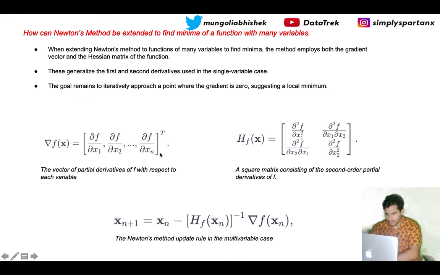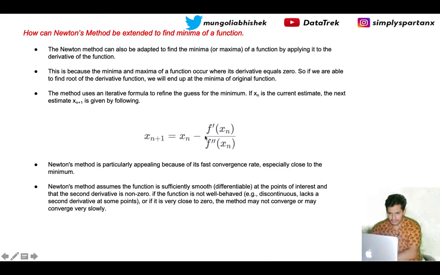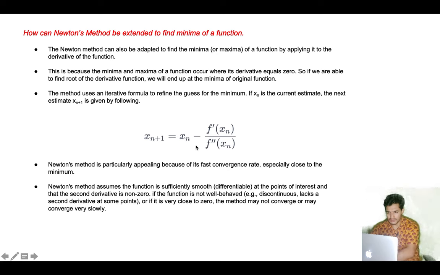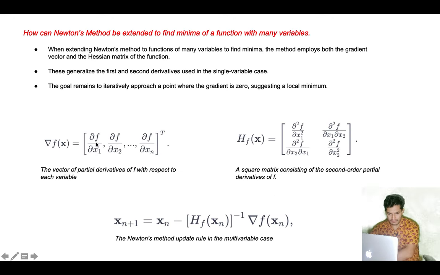So we know it's just a generalization of the simple formula which we have already seen in one dimension. When there is just one variable x, this is the formula. When we have multiple variables, x will become a vector of x, right? And the derivative will become the gradient vector, where we will have the partial derivative of f with respect to first variable, partial derivative of f with respect to second variable, and so on, partial derivative of f with respect to the nth variable.